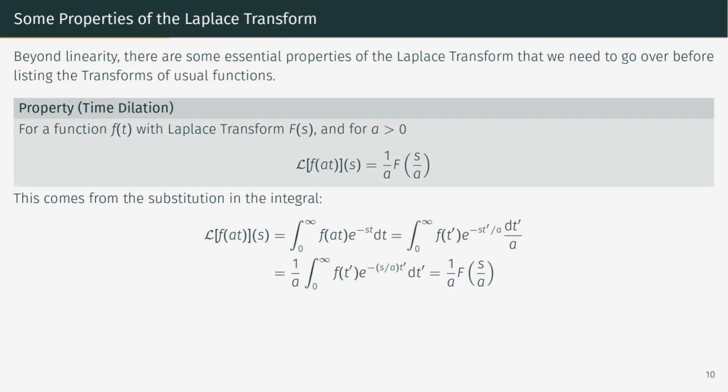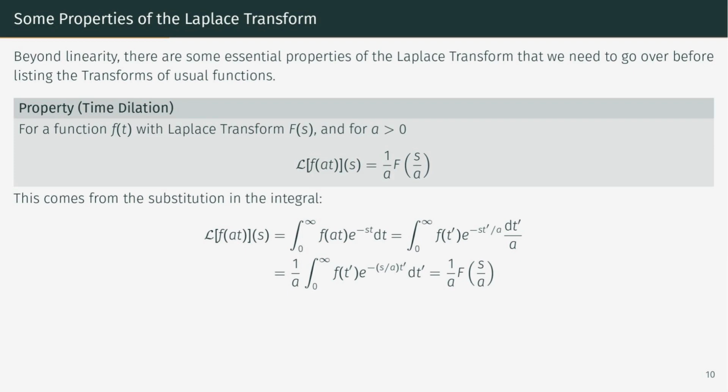To see where this property comes from, we can follow the same procedure that we've done before. First, we can write the Laplace transform in its integral format such that the Laplace transform of f(at) equals the integral of f(at) times e to the negative st dt from 0 to infinity. This then equals the integral of f(t prime) times e to the negative st prime over a, dt prime over a, from 0 to infinity.